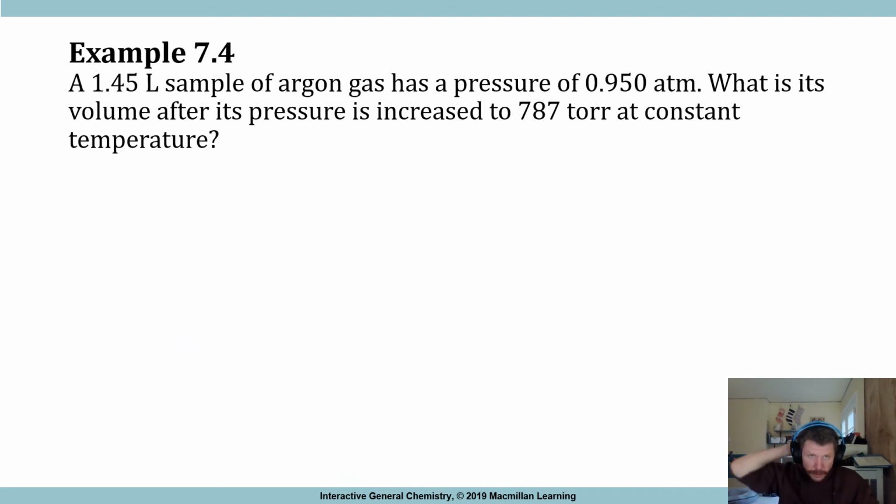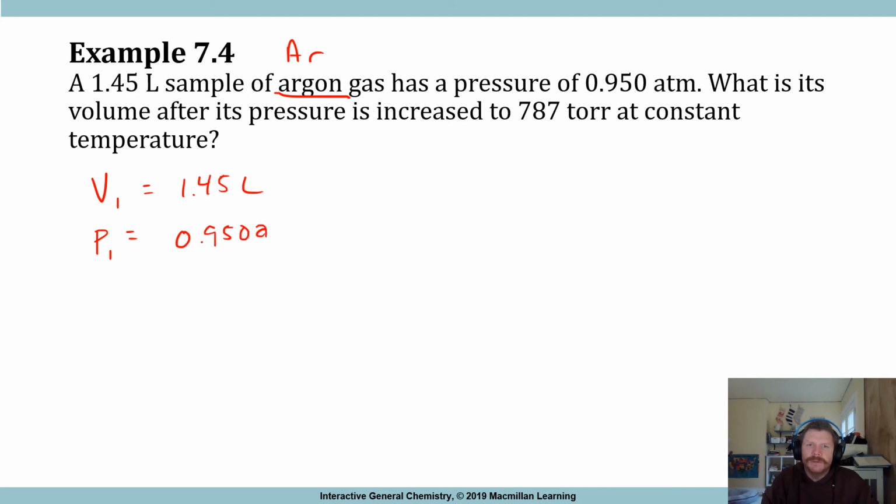All right, another practice problem. A 1.45 liter sample of argon gas, Ar, has a pressure, so I'm going to label this V1 equals 1.45 liters, and P1 equals 0.950 atmospheres. That means we're going to want a V2 and a P2. What is its volume, that same sample, after our pressure is increased to 787 torr at constant temperature?